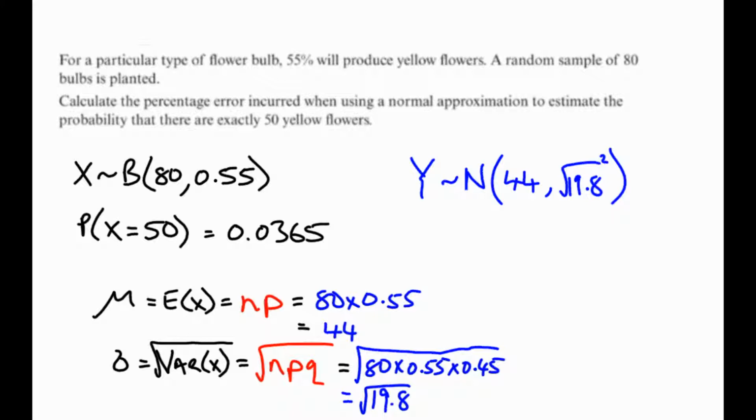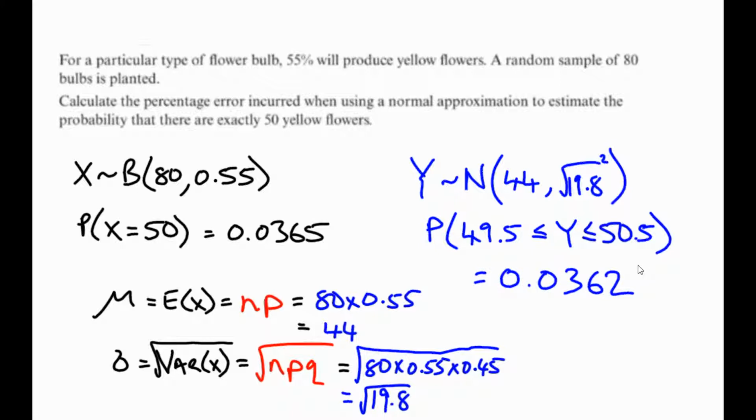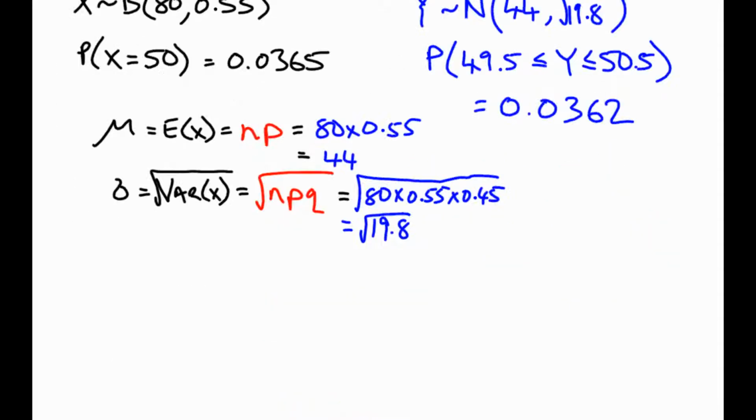For our probability statement, we're going to need to apply continuity correction. So I want an interval that's going to include the number 50, start at 49.5 up to 50.5, and that will include the number 50 for us. This, just straight into our calculators, gives us 0.0362. So those two answers are actually very similar. What's the actual percentage error? By what percent is our approximation off?